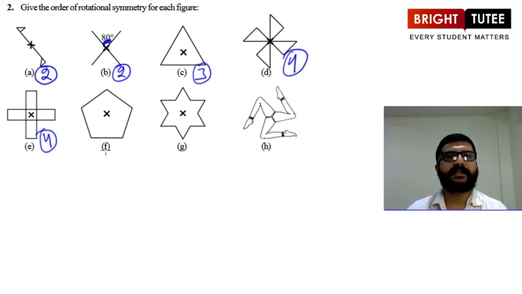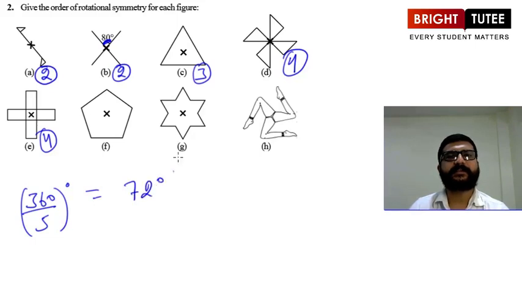Now the next part of the question, the F part. Here we have a pentagon. Now if we rotate this by 360 upon 5 degrees, that is 72 degrees, we are going to get exactly the same figure. So here what we are going to see is, if we rotate this by 360 degrees, there will be 5 positions at which we will get exactly the same figure. So its order of rotational symmetry is 5.